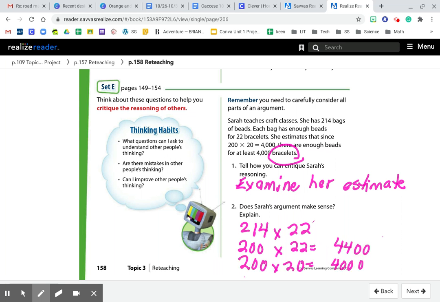Well, yeah, it does make sense. She multiplied the numbers correctly. She found an underestimate. It's less than the actual amount. So she can conclude that there are at least enough for 4,000 bracelets. So yes, she has enough for at least 4,000 bracelets. That does make sense. All right, that was it. That was our review of the reteach, and you can watch the video of the practice test, and we'll move on. Take care.